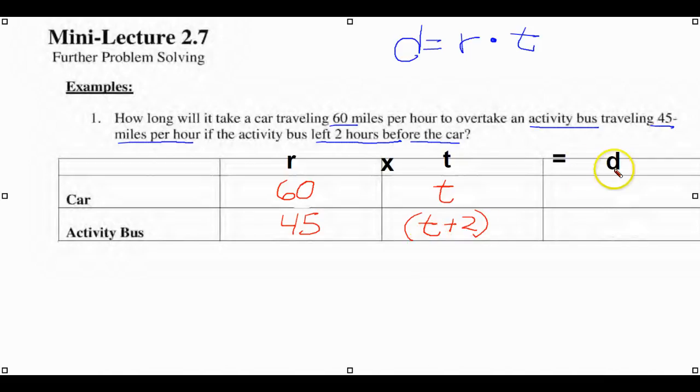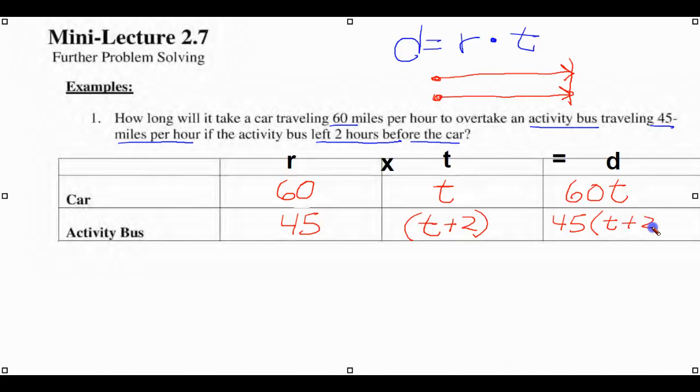Now, what do we know about the distance? Well, theoretically, we have one going this far and the other going that same distance. So distances are the same. Well, what is distance? Distance is rate times time. So this is going to be 60t, and this is going to be 45t plus 2.